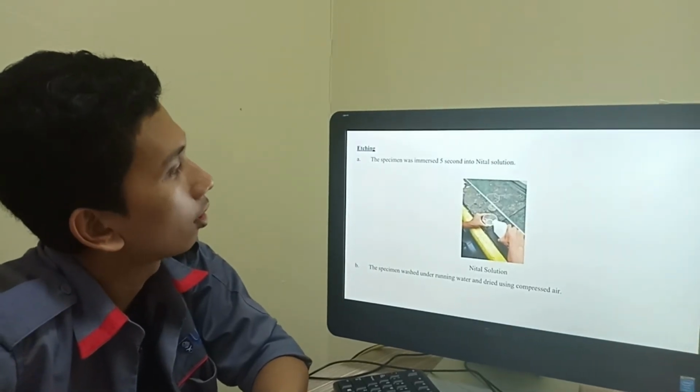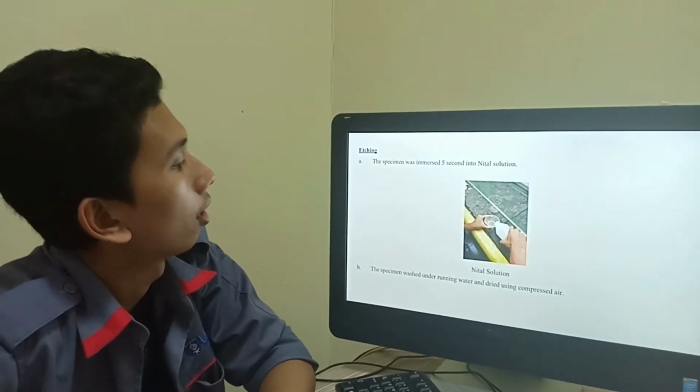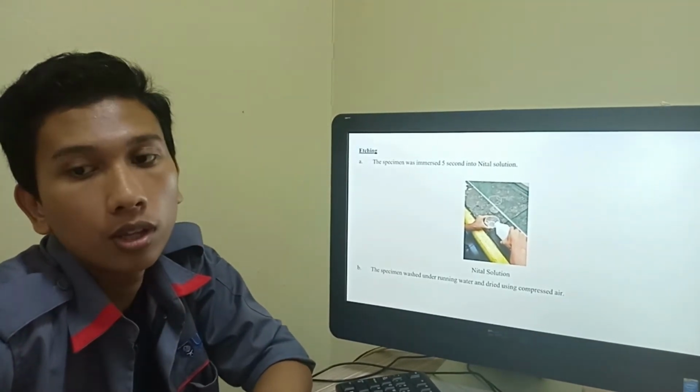For the etching process, the specimen was immersed for 5 seconds in the etching solution. Next, the specimen was washed under running water and dried using compressed air.